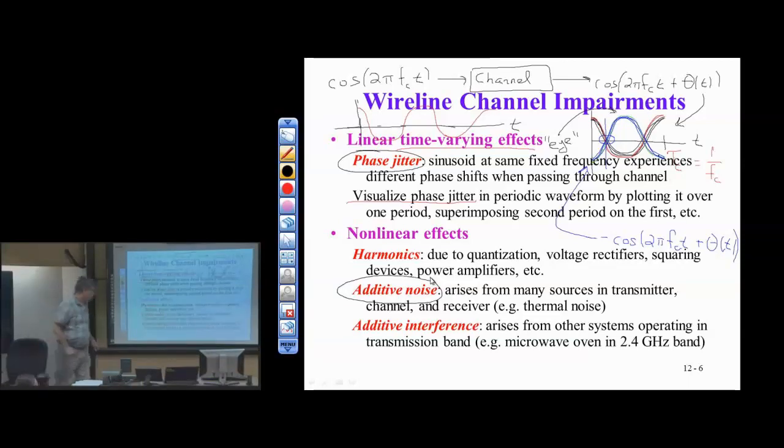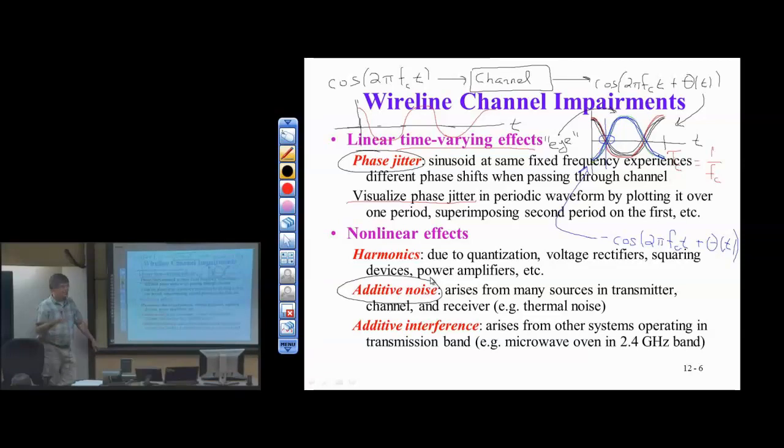Now, we've talked about additive interference. This can arise from systems operating in the transmission band. We've had homework on this. We had a midterm question on this. And again, for additive interference, it's narrowband. We can go after it with a notch filter. It's one way to go after it. But that will not be in the model we developed today. But these are just other effects, so you know, any model is incomplete.